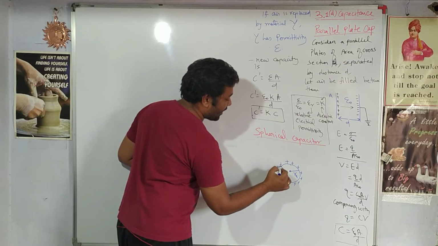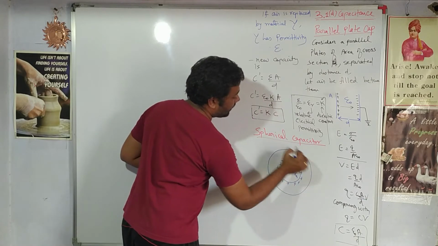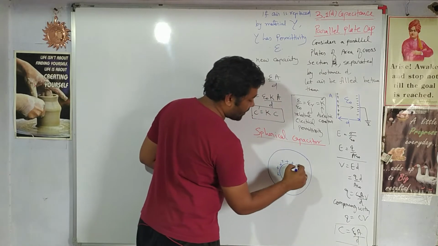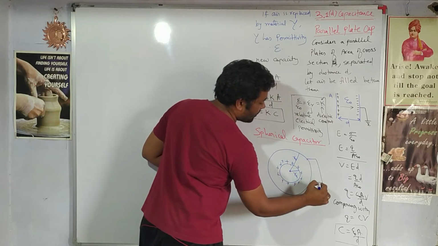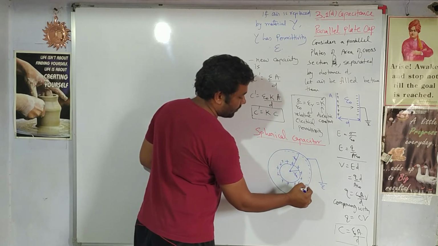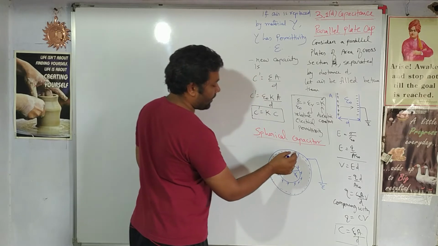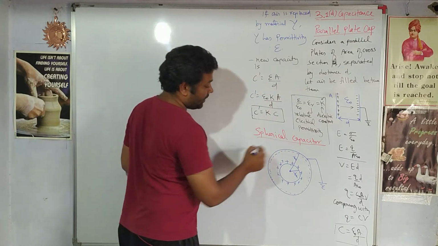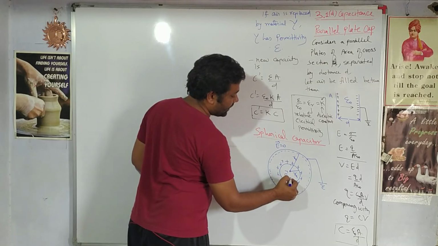To increase its capacity, we add another surrounding sphere of radius Rb, and this sphere is earthed from the outside, right? So now the interior of this sphere will have negative charges, correct? Electric field outside is 0, electric field in this interior is also 0.